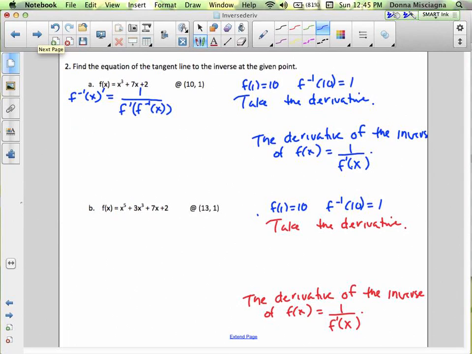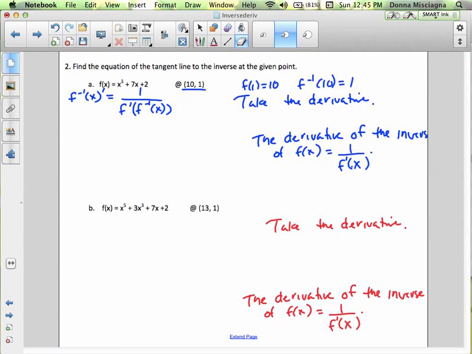I don't know if this was the point for the inverse or the point for the original function. So find the equation of the tangent line to the inverse at the given point. I don't know if that's f of 1 equals 10 or f of 10 equals 1. The question's not clear enough. That's what I have written down, so let's go with that. So hopefully your question will be much clearer.